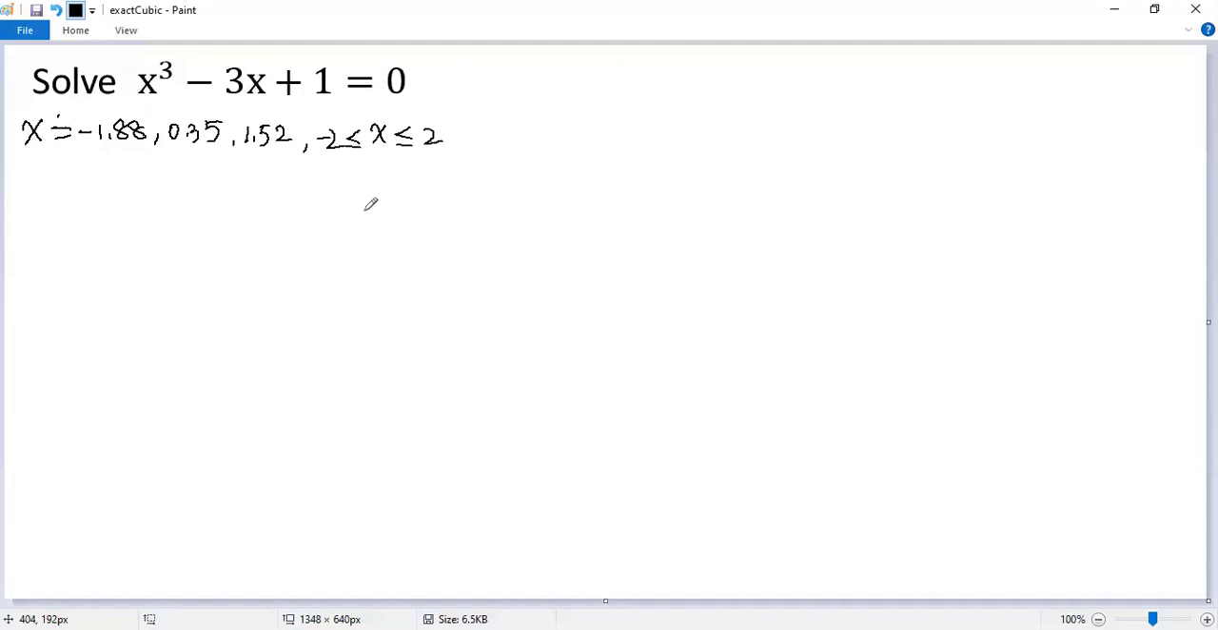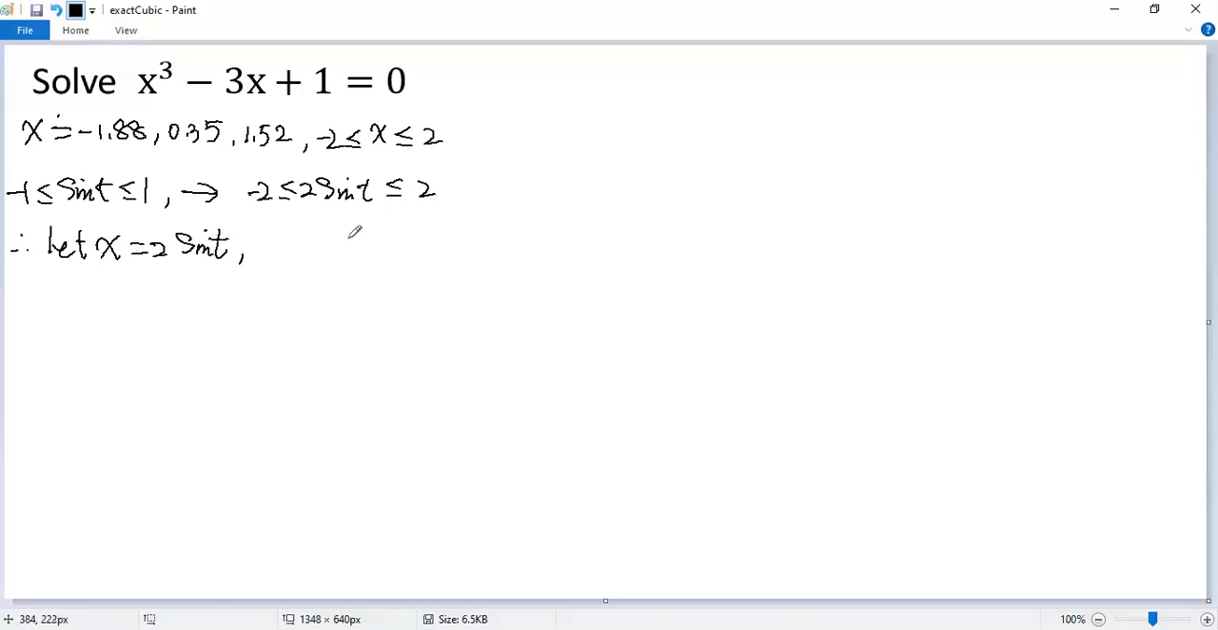Can we find its exact solutions? Yes. Today I will show you a nice method using sine functions. We know sine t is between negative 1 and 1, right? So 2 sine t is between negative 2 and 2. So we can let x be 2 sine t. So let x equal 2 sine t, and we can take t to be between negative half pi and half pi to make the function one to one.